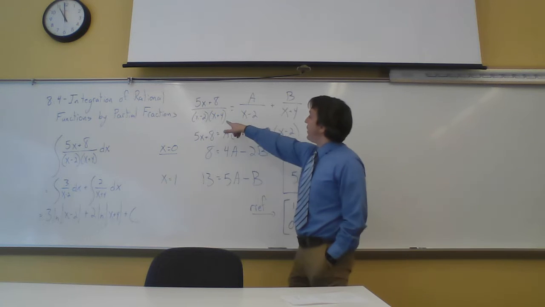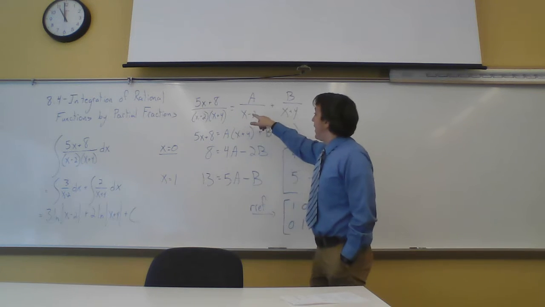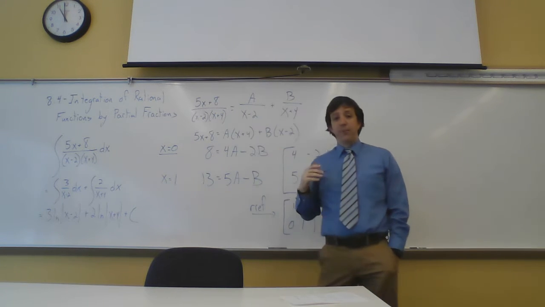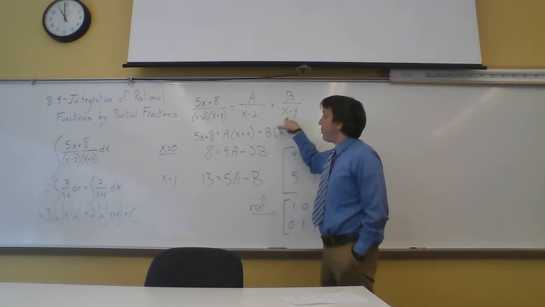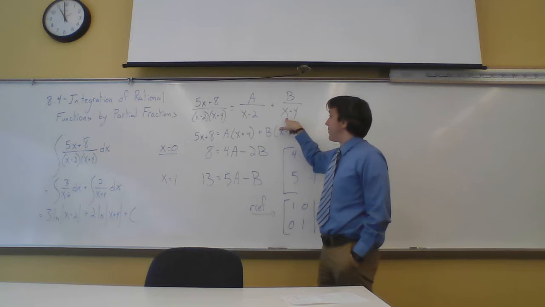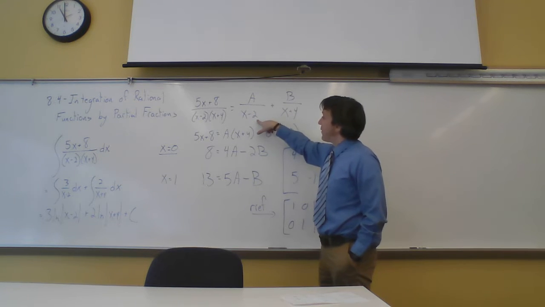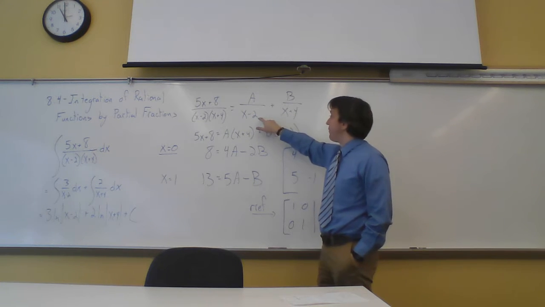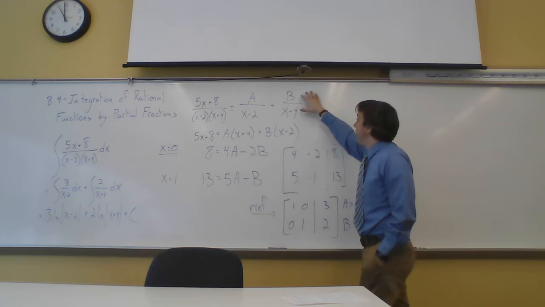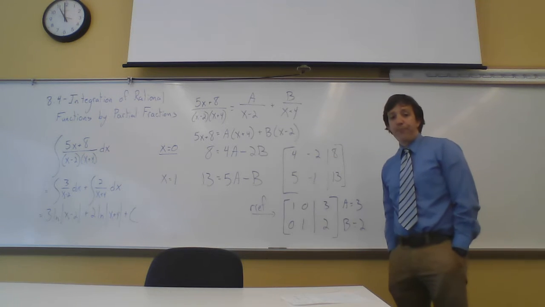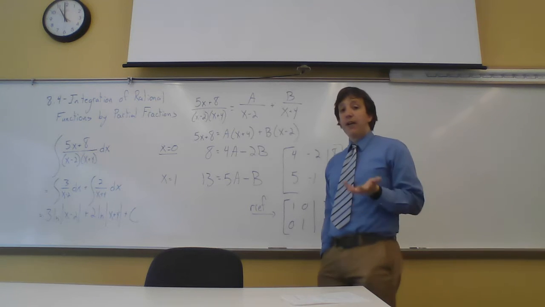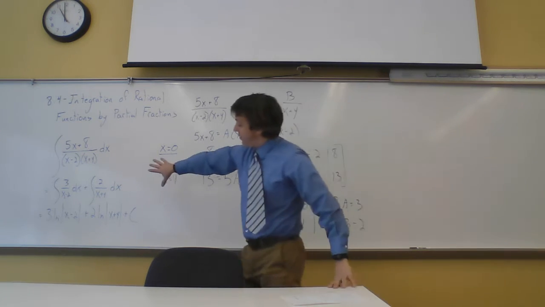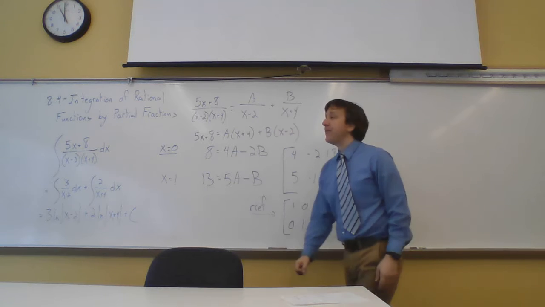So I'm taking the big fraction that I started with, and because I have two factors on the bottom and they're both just plain linear factors, I know it's going to decompose into two separate fractions. So I have A over the first factor on the bottom, x - 2, plus B over x + 4. Our goal is to figure out what A and B have to be so that we can take it back and do all this fun stuff that I did over here.